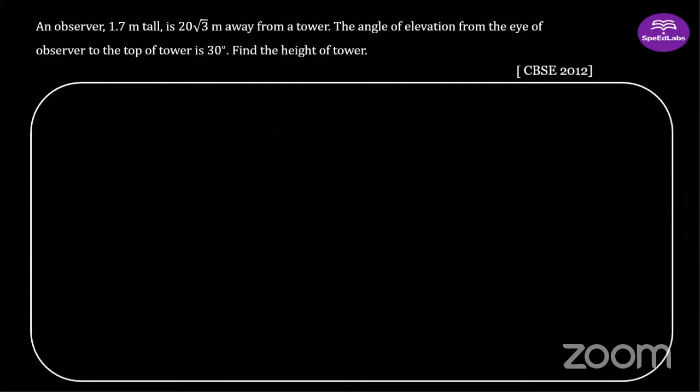Okay, so we have this next question. An observer 1.7 meter tall is 20 root 3 meter away from the tower. The angle of elevation from the eye of the observer to the top of the tower is 30 degrees. Find the height of the tower. I hope you got the question. Try to solve it from your side. Try to draw the diagram first.